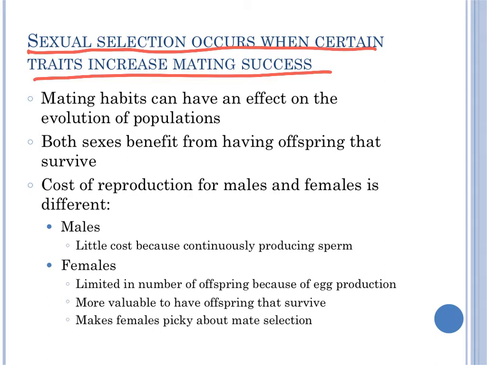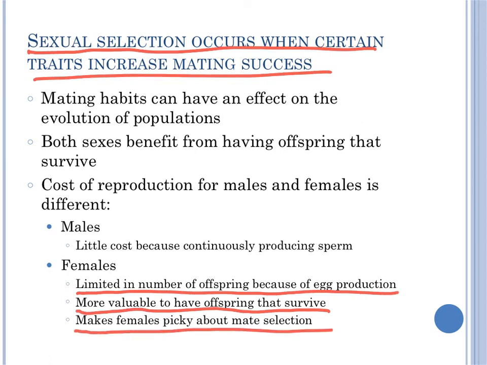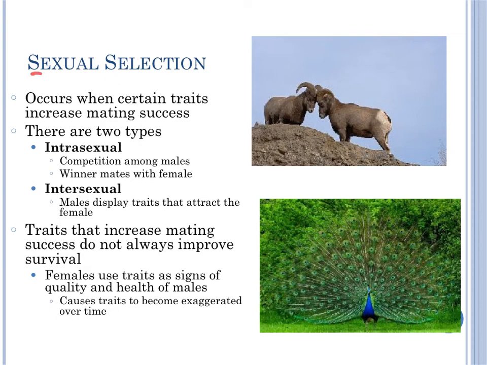Females are limited because there's only a certain amount of time where they're going to produce viable eggs. There's only so many eggs that they have, and only for a certain time. So it's much more important to the females to have offspring that survive, making them much more picky about mate selection. So sexual selection occurs when certain traits increase mating success.